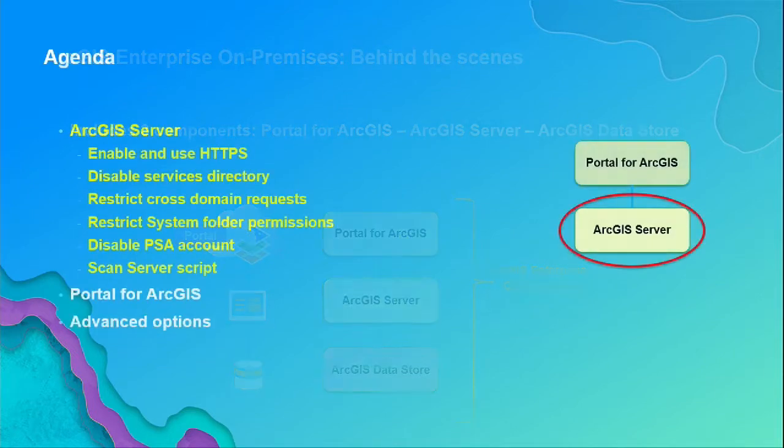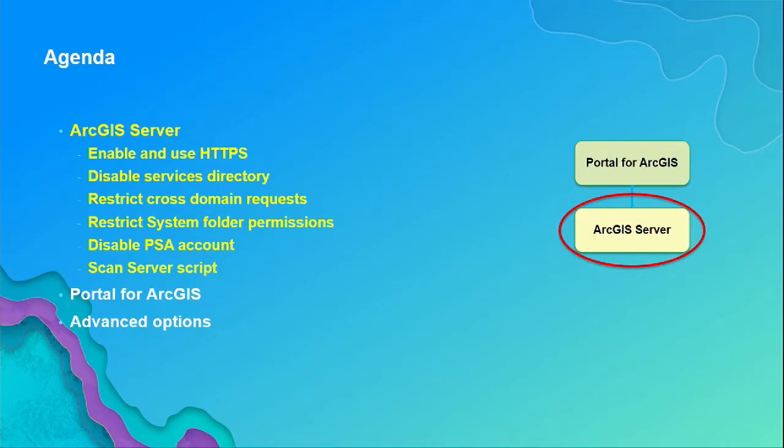So what's our agenda for today? Well, first off, we're going to be talking about ArcGIS Server. We're going to talk about how to enable and how to use HTTPS, preferably HTTPS only. Keep in mind that in the near future, I think it's with Chrome 53, is that right? I forget, something like that.